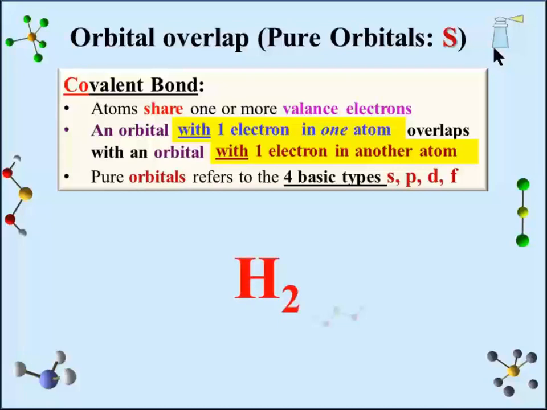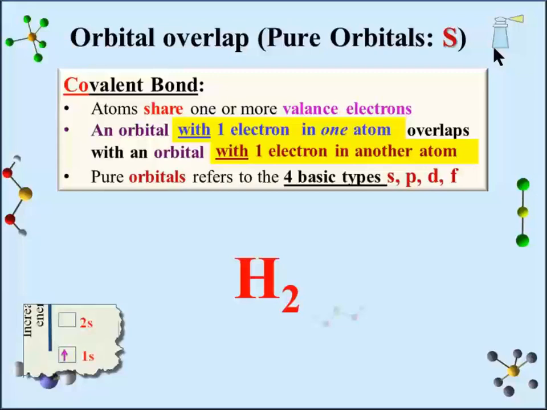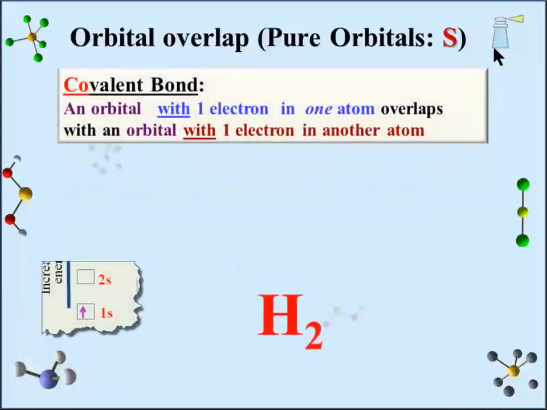The simplest molecule, H2, stands in as a good example of orbital overlap involving s orbitals. Referring back to the electronic configuration of the hydrogen atom, we see that its electronic configuration is 1s1. It has one electron in the 1s orbital. Let's keep that in mind as we construct a cartoon that will demonstrate the orbital overlap.